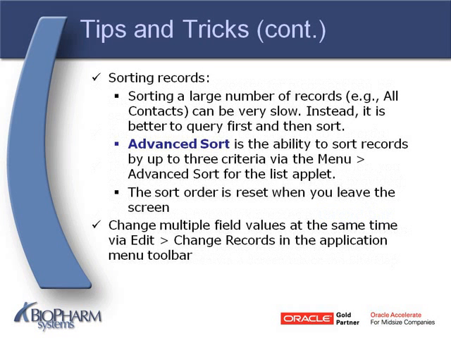Sorting a large number of records, for instance, all of your contacts, can be a very slow process. Instead, we recommend that you query first and then sort. Advanced sort is the ability to sort records in a list applet by up to 3 criteria. Remember to make sure that your sort is logical. For example, sort addresses by country, then state and province, and then city, instead of by city, then state and province, and then country.